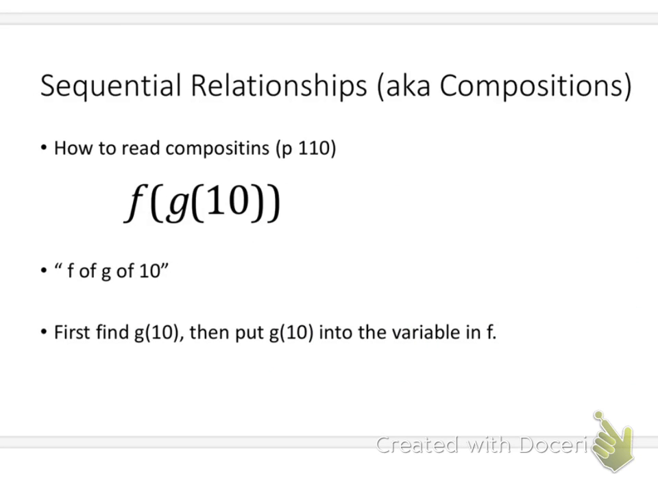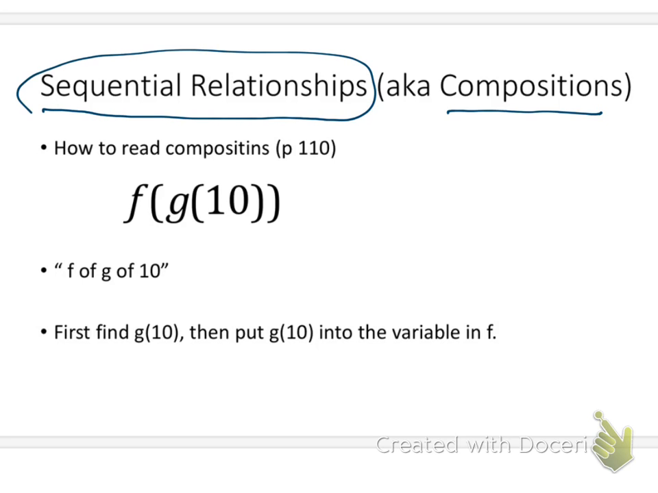Okay, the beautiful compositions document that's posted on the portal or on Joule will certainly help you with compositions. They're also called sequential relationships. So how to read compositions, this is from page 110. If you have this expression, you read it by saying f of g of 10.